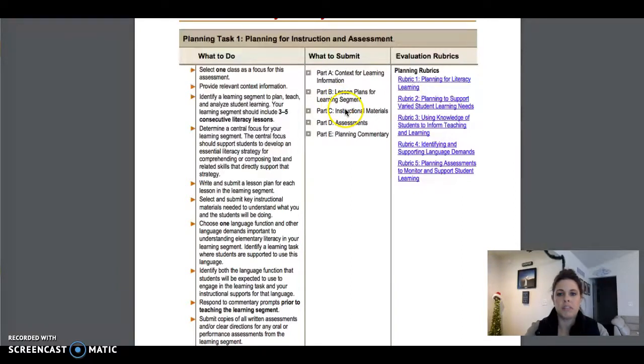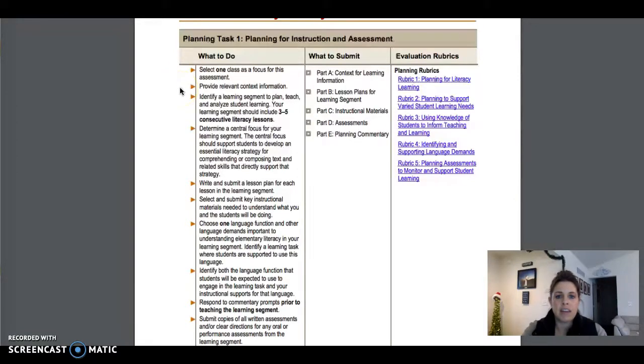Then your instructional materials, your assessments, and your planning commentary. So we'll walk through what all that means. Here's what you're going to have to do. Select one class as a focus for this assessment. So that is going to be the classroom that you are partnered with, as you normally are every day.